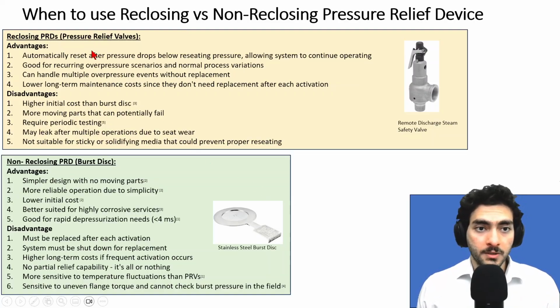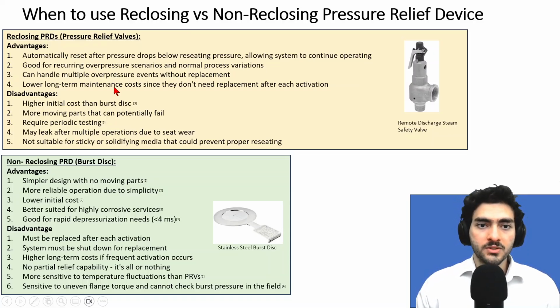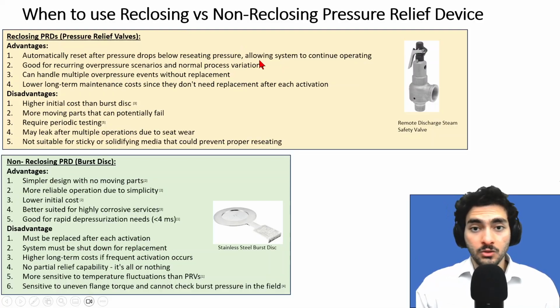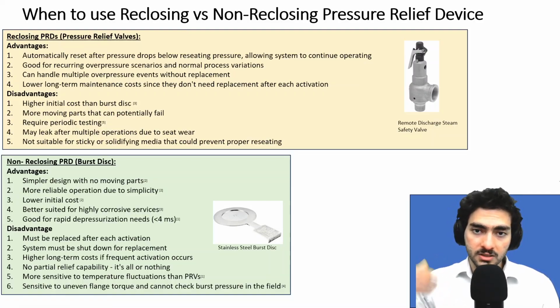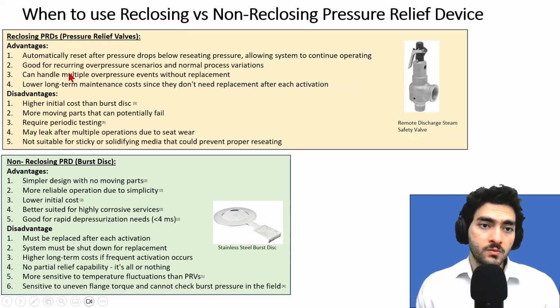So for a reclosing pressure relief device, if we're talking about pressure relief valves, the advantages are it automatically reseats after the pressure drops below the reseating pressure, and it allows the system to continue operating, and that is a huge point to remember. The system can still continue operating even after the overpressure incident. And it's good for recurring overpressure scenarios and normal process pressure variations.